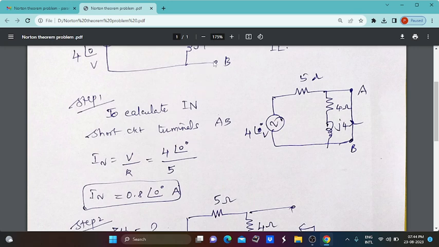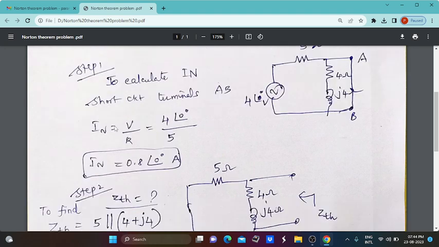From this consideration, the circuit is redrawn from the given circuit. 5 ohm, 4 ohm and j4 ohm, with a voltage source, that is an AC source with a value of 4 volt with angle 0 degree. Now the terminal between A and B is short circuited. From this we can find the Norton current value. The Norton current IN is equal to V divided by R.